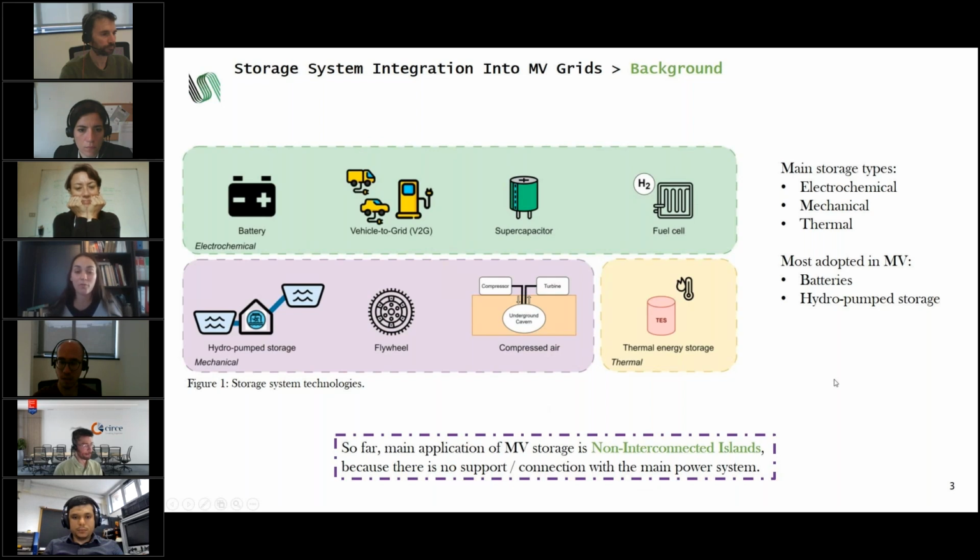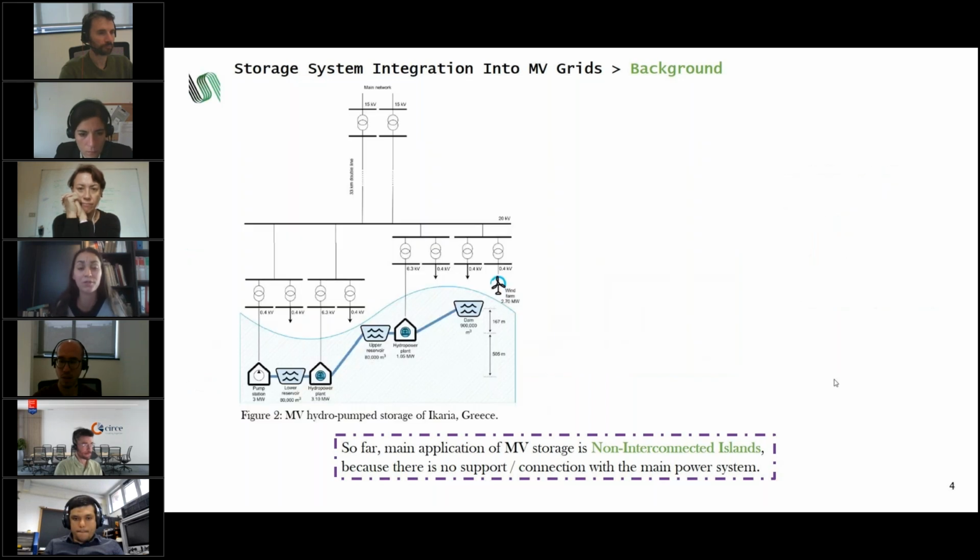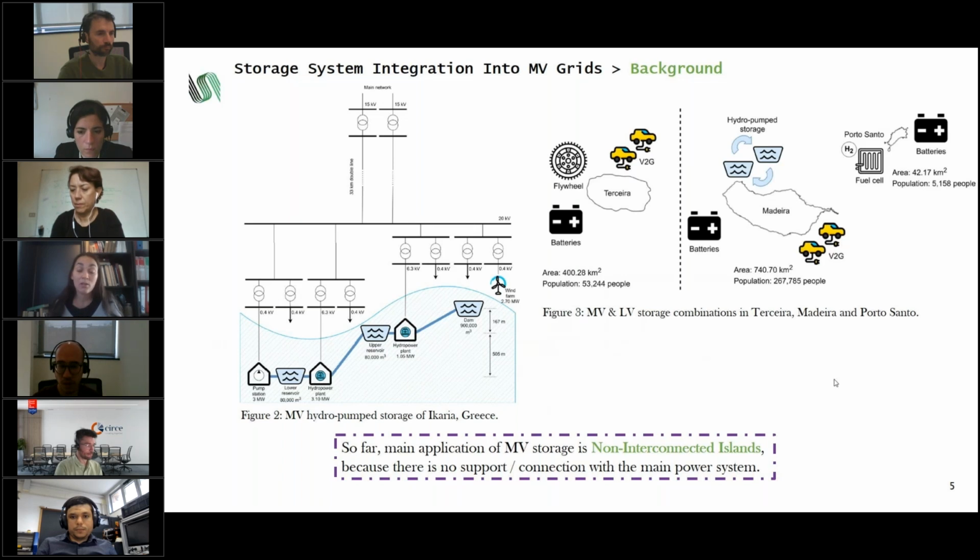So far, the main application of medium voltage storage is the non-interconnected islands, because there is no support or connection whatsoever with the mainland, with the main power system. So for example, here you can see the medium voltage hydropump storage system of Ikaria, which is a non-interconnected Greek island comprising 3 reservoirs and 2 hydropower plants. And here you can see medium voltage and low voltage storage combinations in the non-interconnected islands of Terceira, Madeira, and Porto Santo, comprising fuel cells, hydropump storage, batteries, V2G, flywheels, and so on.